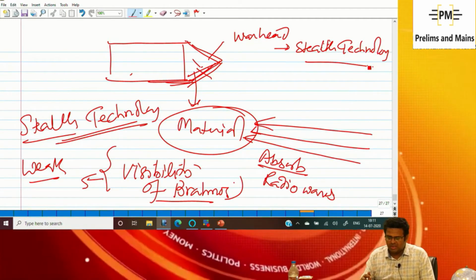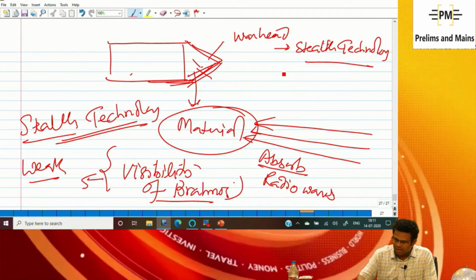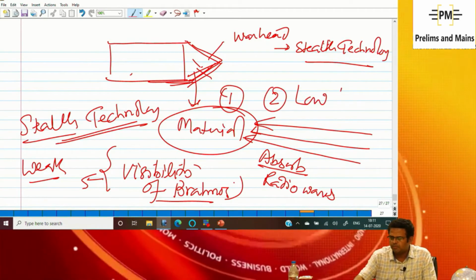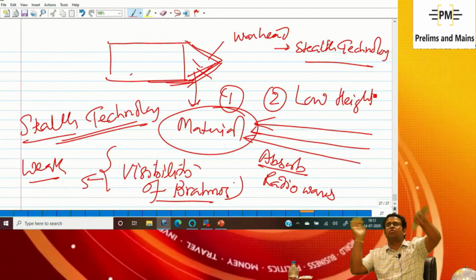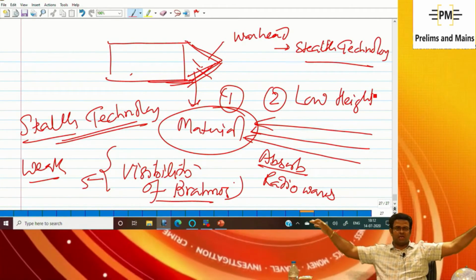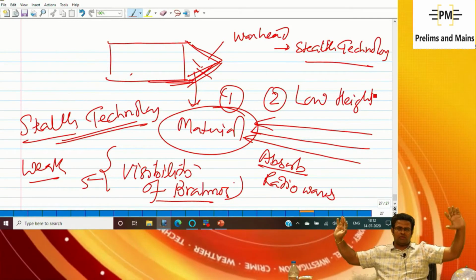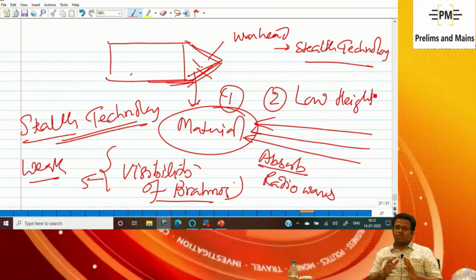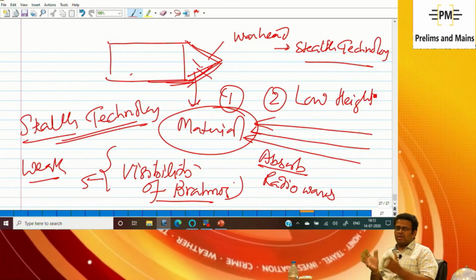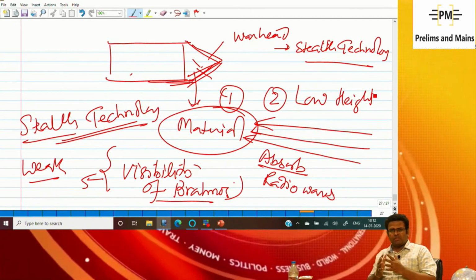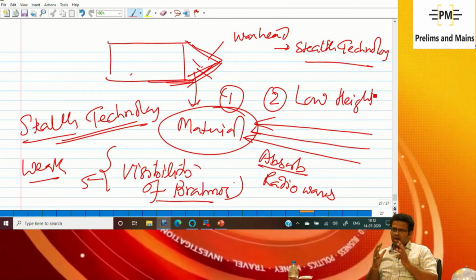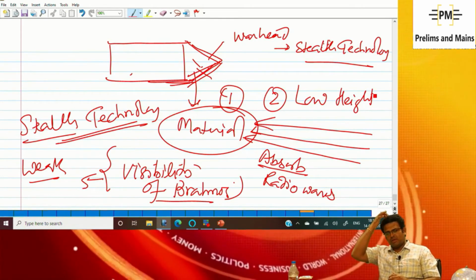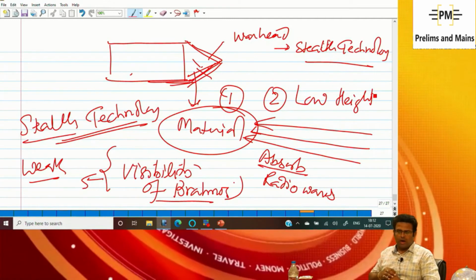It is clear. And why is it so? The first reason is the material. The second reason is that it is moving at a low height. Radar generally tries to find things in the upper air, not at 10 meter or 15 meter height. So the radar is not able to catch BrahMos, because BrahMos has stealth technology, due to the material painted and coated over there, and also because it is moving at a very low height, therefore it is hidden from the radar. So this is one of the qualities of BrahMos 1.